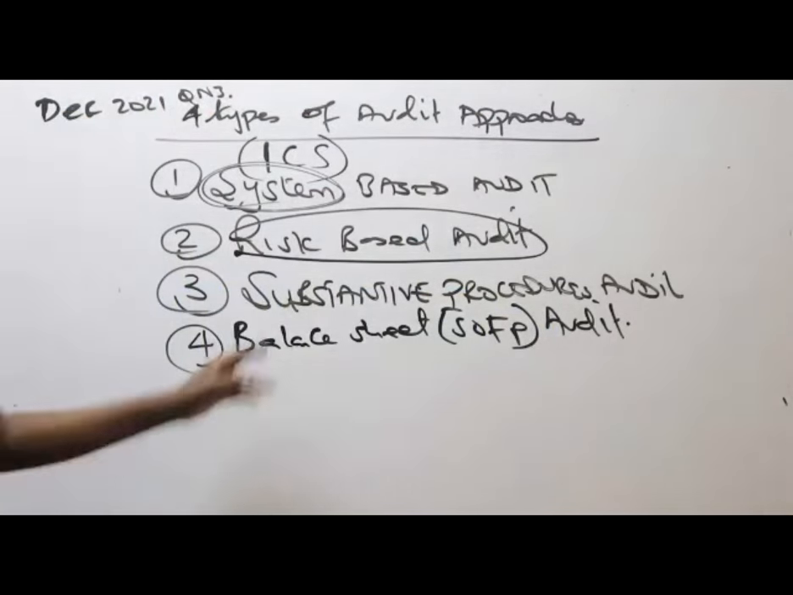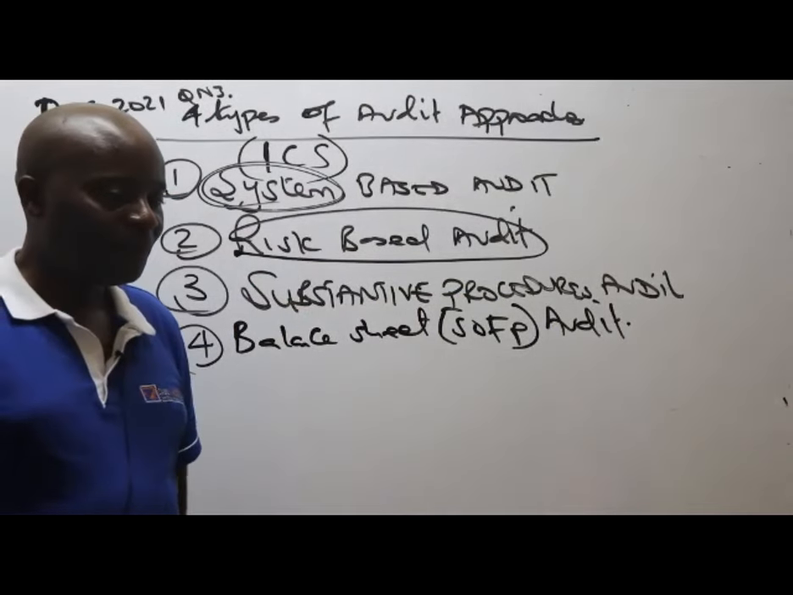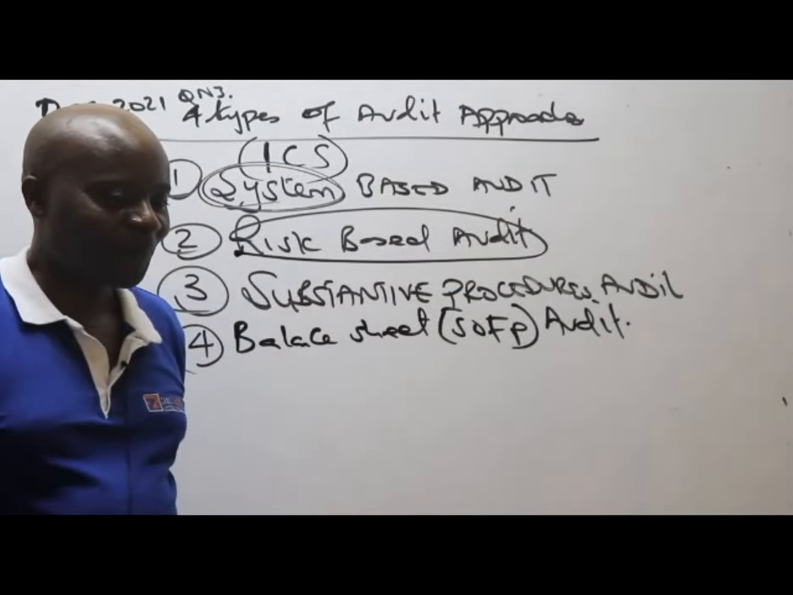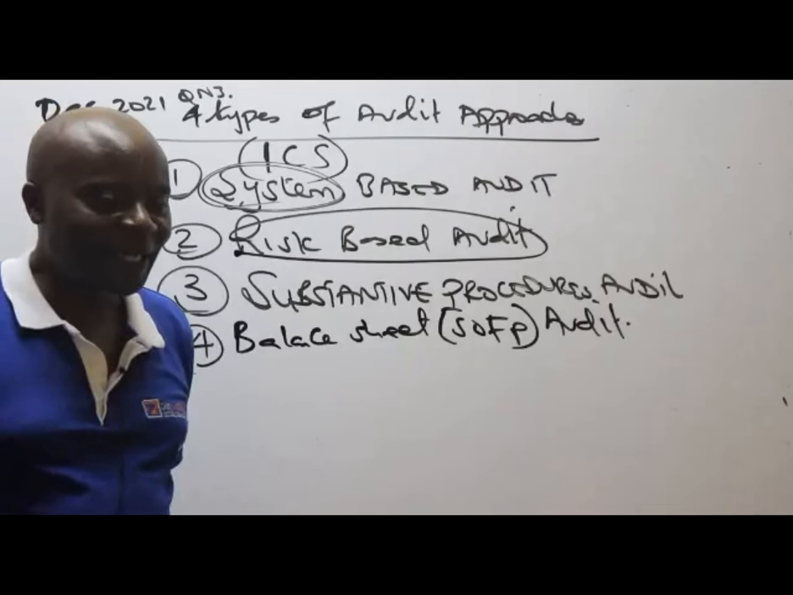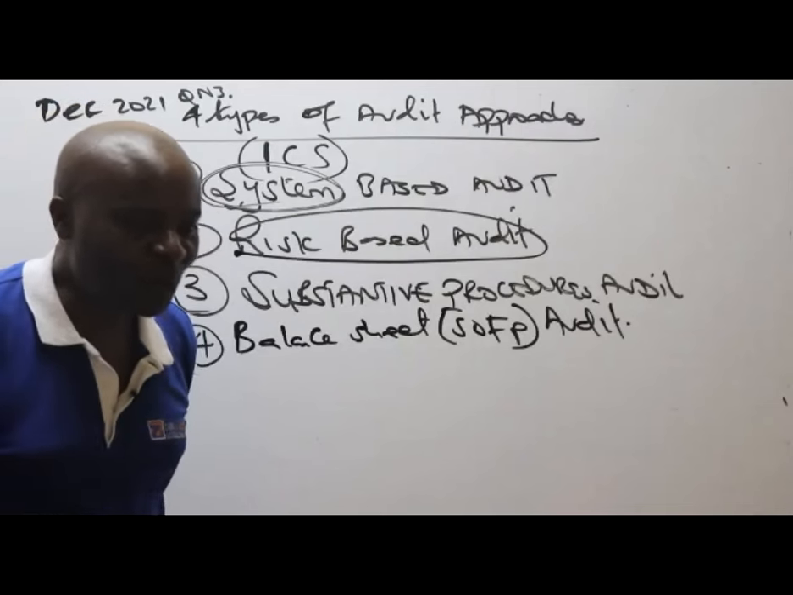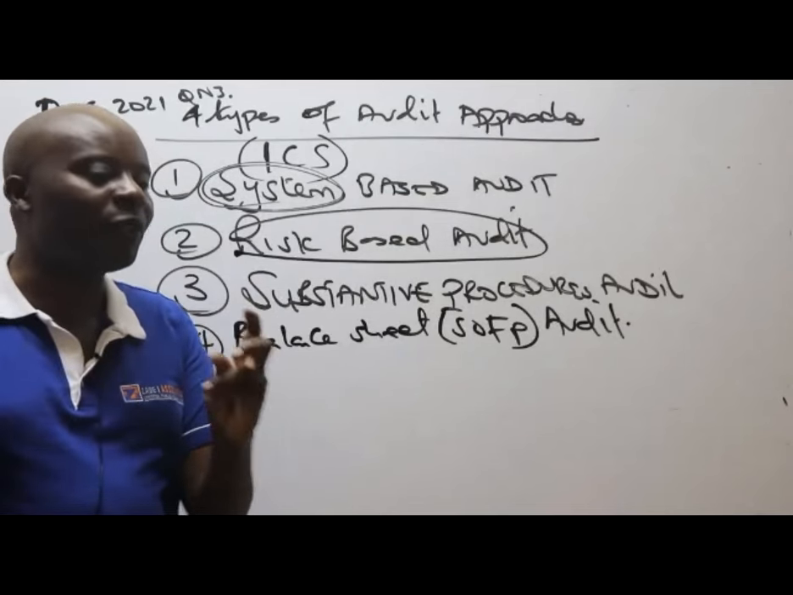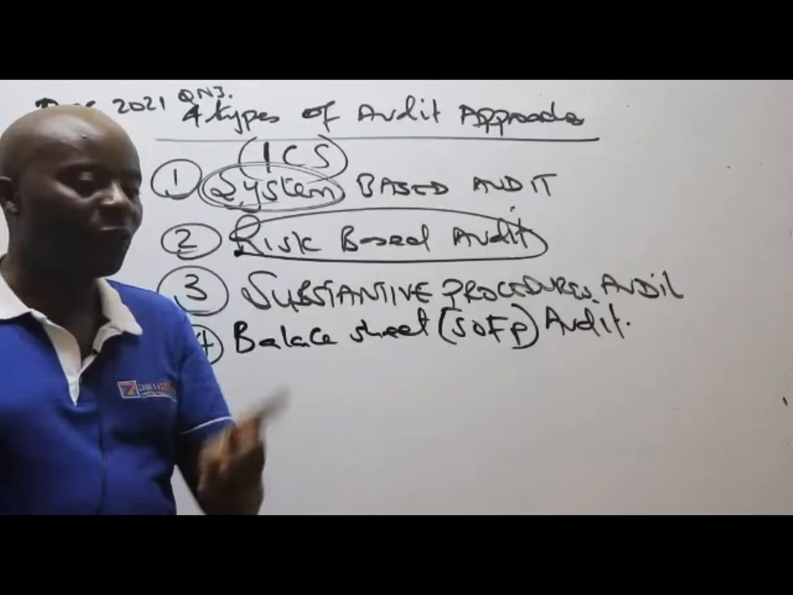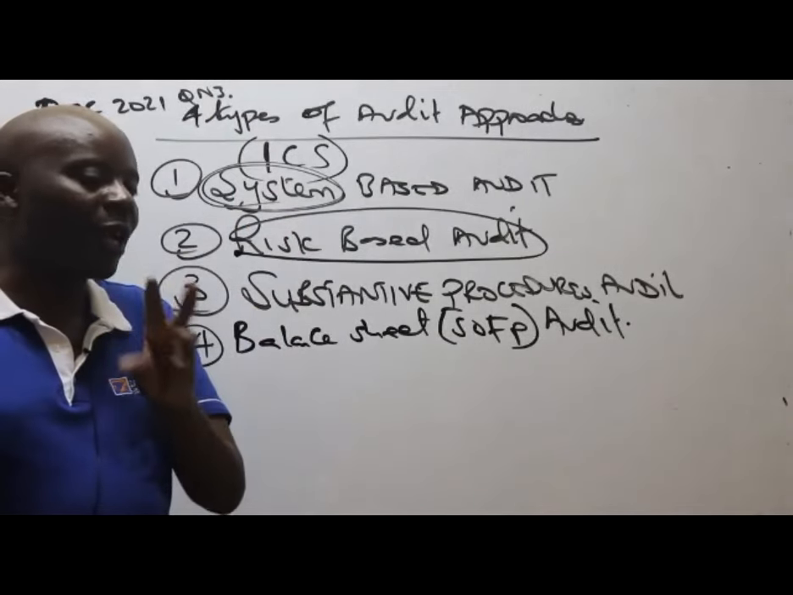Roger says, under risk-based audit, we look at business risks. I'm waiting. I'll not talk at all. Audit based on risk that the business is exposed to. Victor says you focus on high risk areas with more tests. I like that. You focus on high risk areas with more tests. Nicholas Kiprotich says, focus on high risk prone areas in an organization.